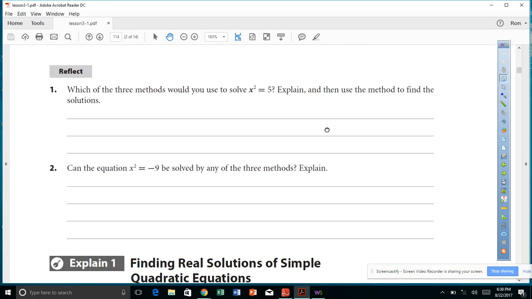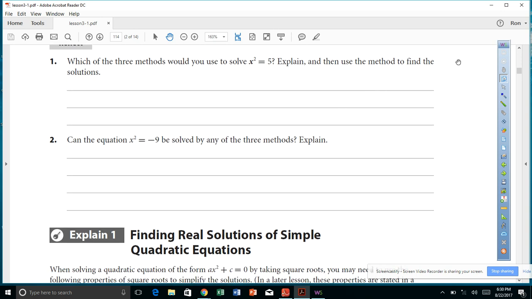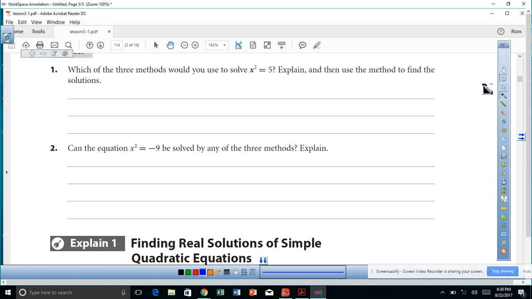Reflect. Which of the three methods would you use to solve x squared equals 5? Explain, and then use the method to find the solutions. The graphing method would give only an approximate solution.